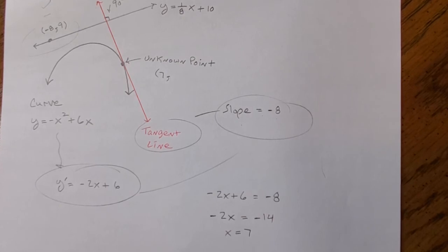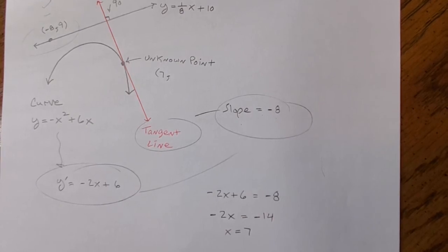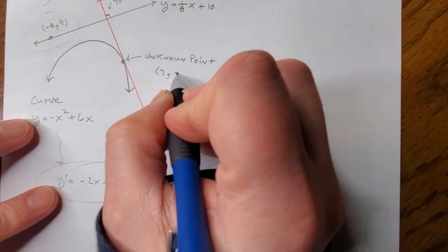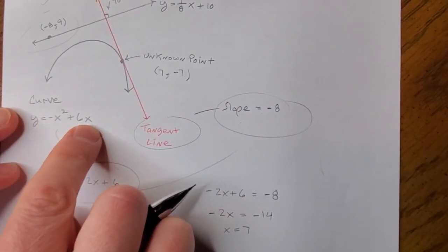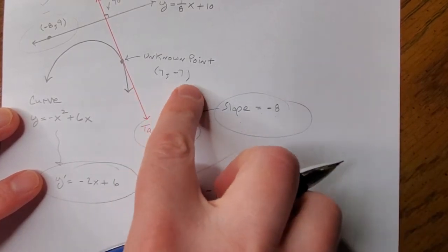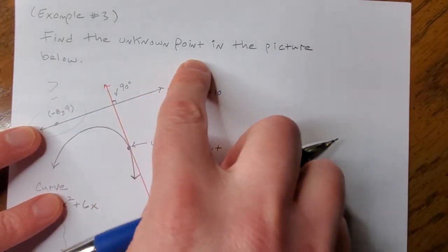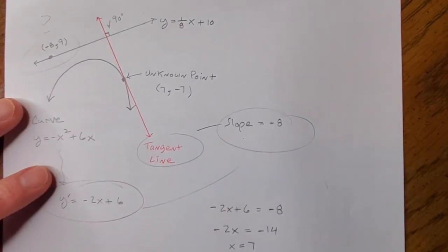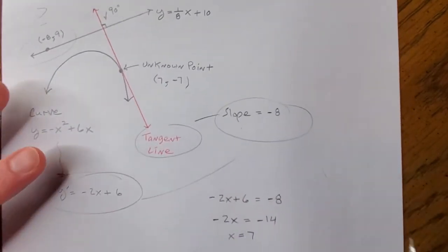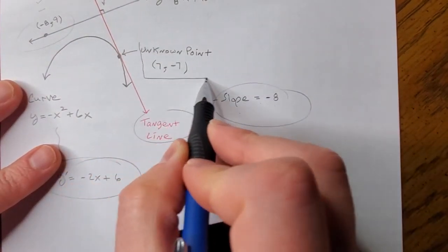So let's see. We'll get negative 7 for the y-coordinate. Negative 49 plus 42, negative 7. So that will be my answer. This time it says find the unknown point. It doesn't say just find the y-coordinate or something like that. The point is x and y. It doesn't specify any further, then there it is.